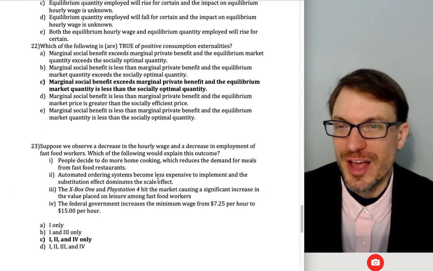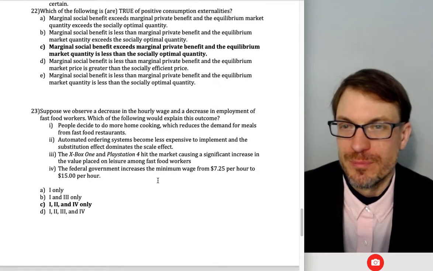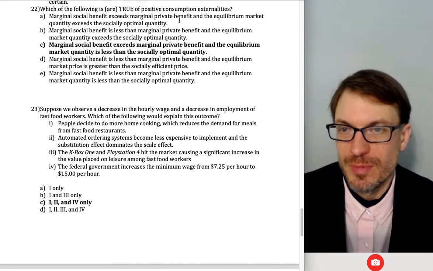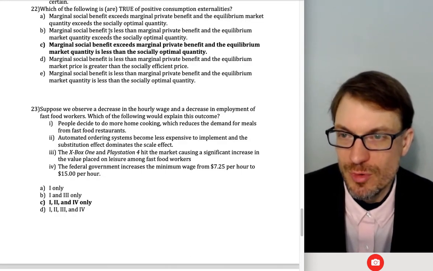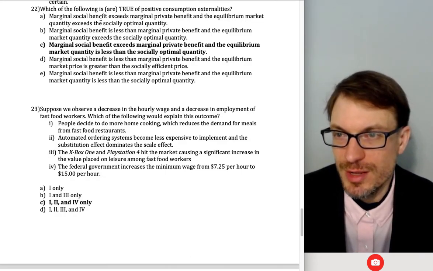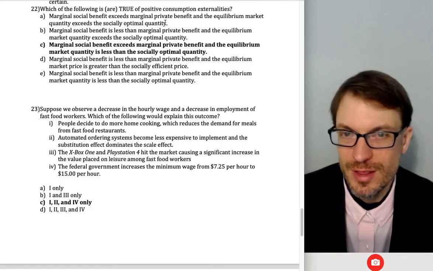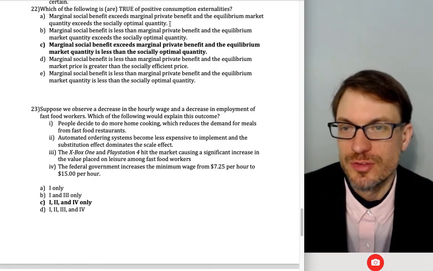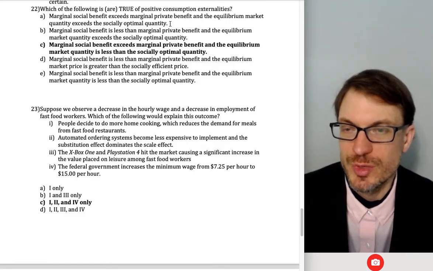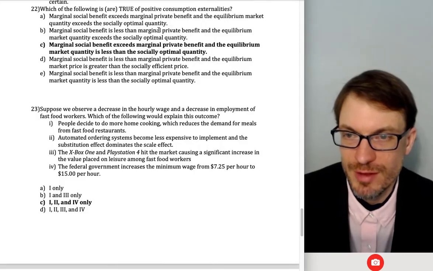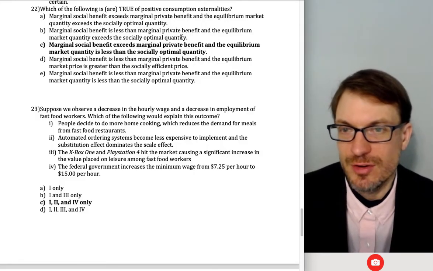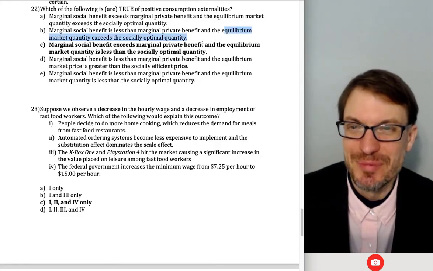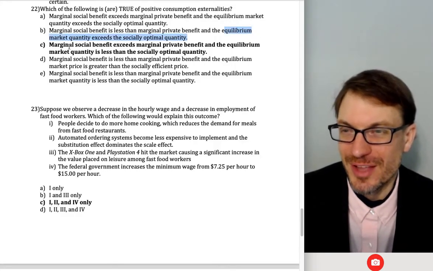All right, which of the following are true about positive consumption externalities? Let's see. Marginal social benefit exceeds marginal private benefit, and the equilibrium quantity exceeds the socially optimal quantity. Marginal social benefit exceeds marginal private benefit. Equilibrium quantity exceeds the socially optimal quantity. No, because the problem with positive consumption externalities is we get underproduction. So marginal social benefit is less than marginal private benefit, and the equilibrium quantity exceeds. Nope, the equilibrium quantity is not going to exceed the socially optimal quantity with positive externalities.